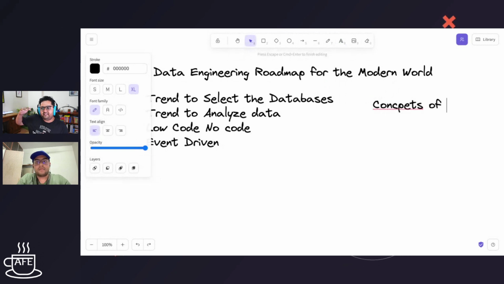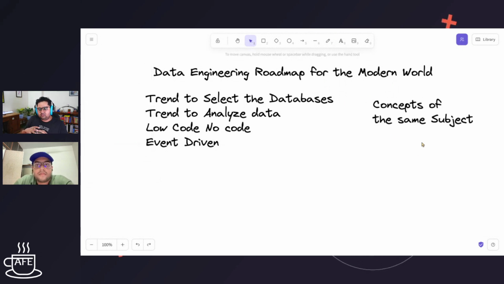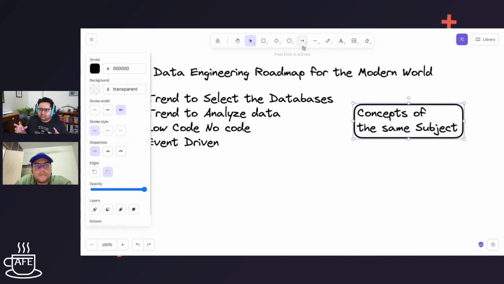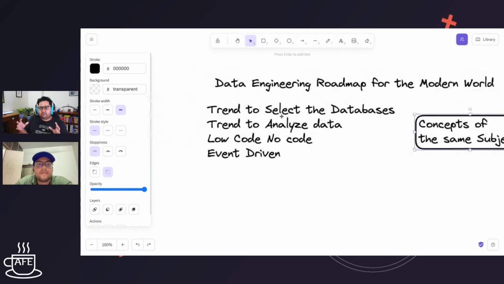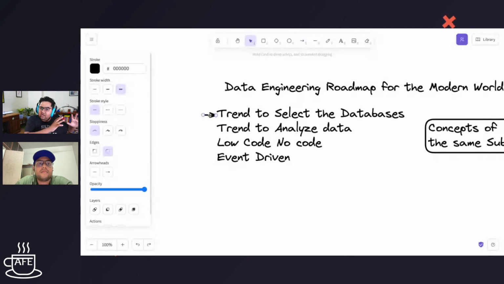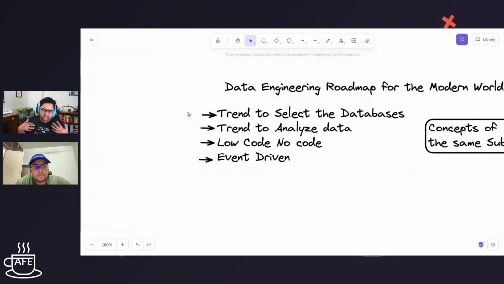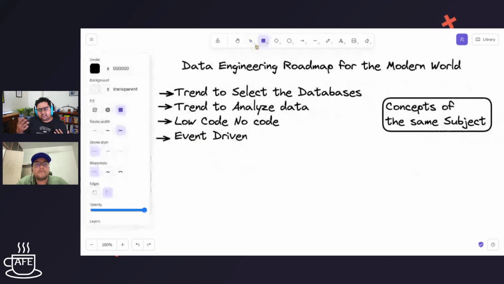So when you say select the database, that is driven by what kind of data you need to store. When you say low code, no code, that is driven by the transformations and your team's capability to handle transformations. When you say event driven, that goes back to the source and says, how was this data generated. It also talks about some aspects of the data, for example, the speed. If it is event driven, it's going to be high speed. So let's take that thread for example.